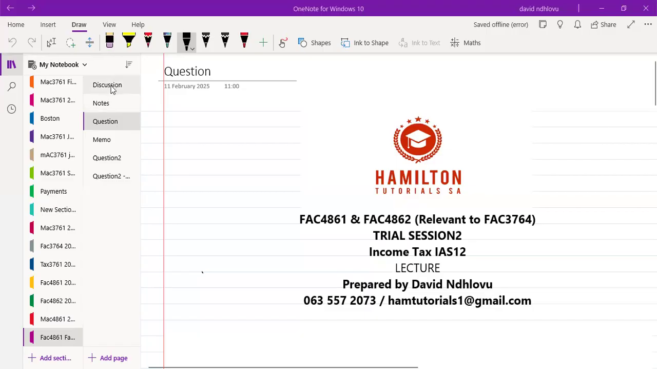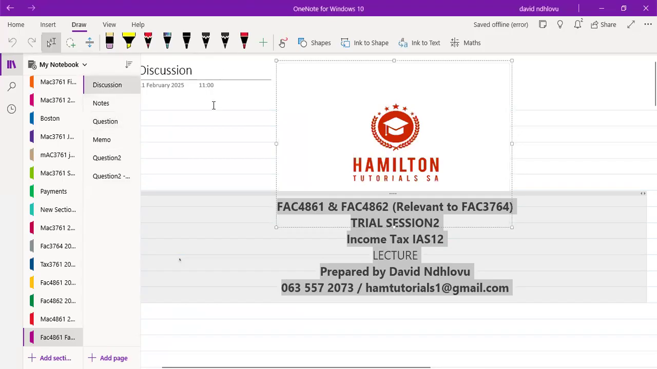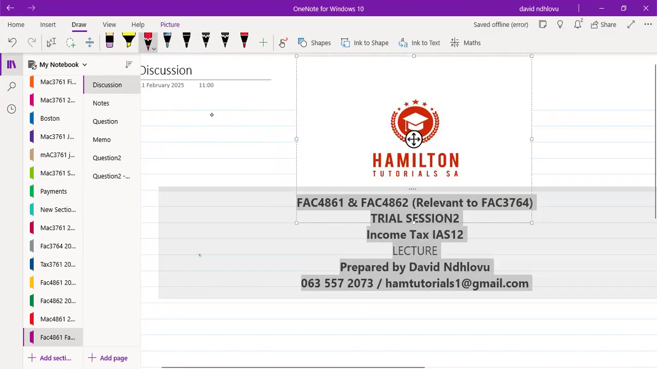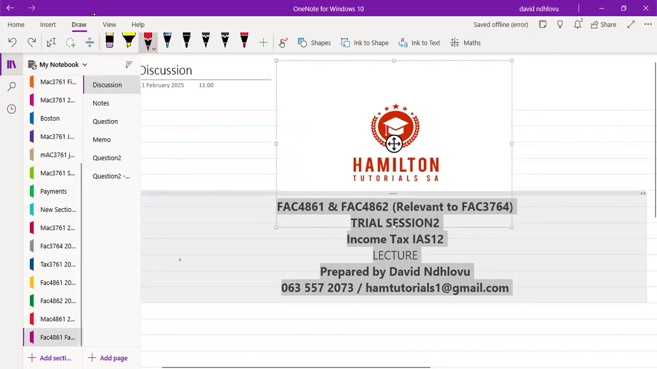Right. So in this particular session, good people, we are looking at International Accounting Standard number 12, which is income taxes. Right. So we commenced with the topic in the previous week. We are continuing today on the same topic.